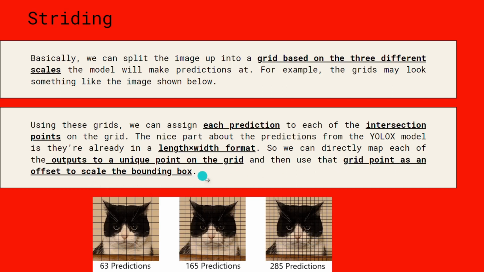So what we're doing is we're mapping the outputs to a unique point on the grid. So for example, if we want to make predictions here, we're going to use the intersection point as an offset in order to resize and scale the bounding box to make the predictions. Notice that we are not using anchor boxes, not anchor points, in order to make those predictions in previous YOLO models. But now we're just using a grid system and an intersection point to make those predictions.